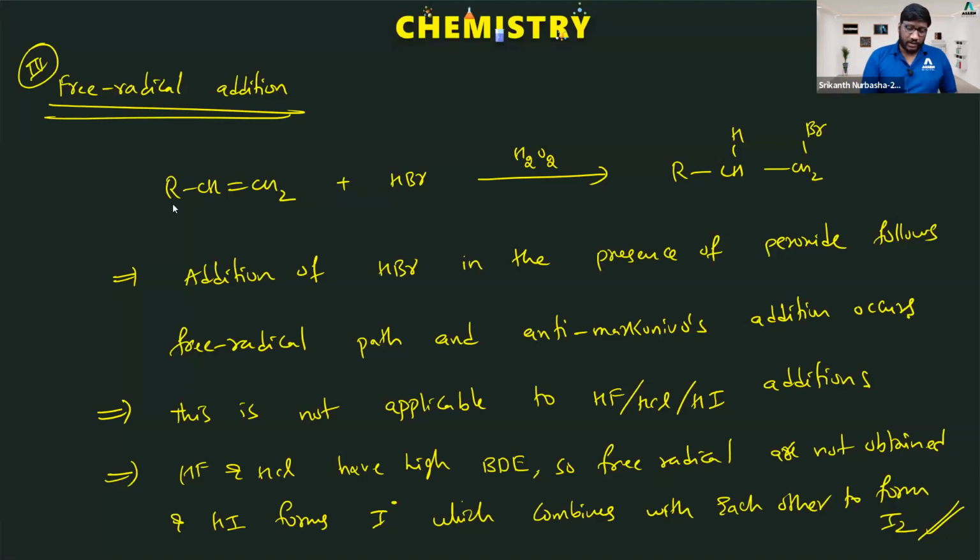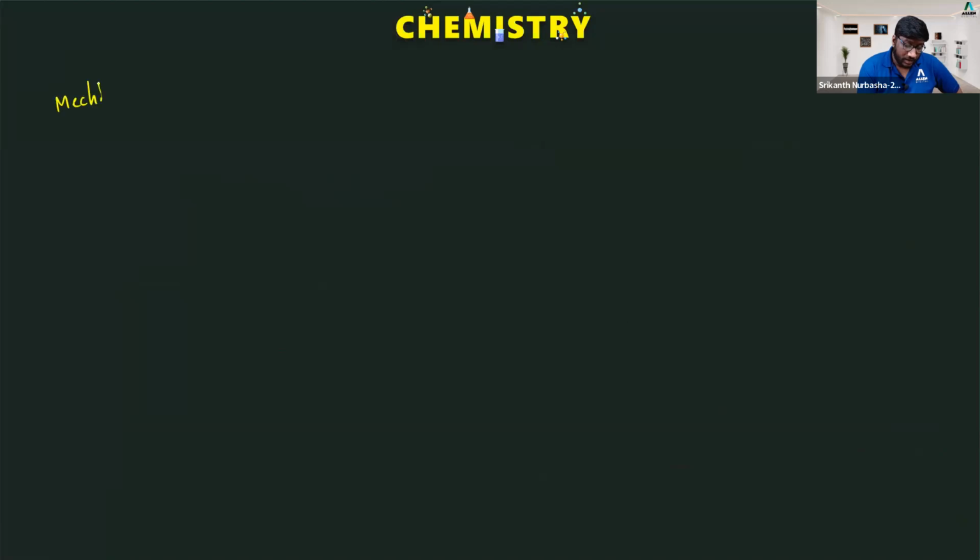Yes, sir. Yes, right. So RCH double bond CH2 plus HBr in the presence of H2O2, it forms RCH2CH2Br. So this is nothing but a free radical addition reaction. So what happens in this particular free radical addition, we are going to study now. Can anyone say what will be happening in the mechanistic approach? So we'll discuss the mechanism of that particular reaction and then go with the substitution reactions, nucleophilic substitution SN1, SN2, SNi. What will happen in this case, students? What is going to be the first step?